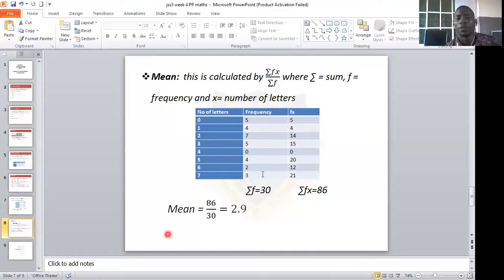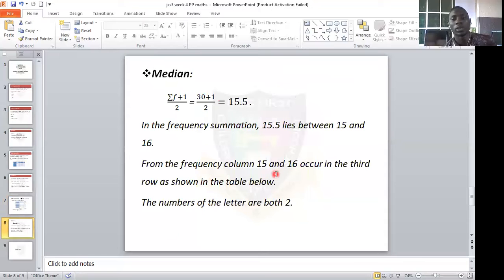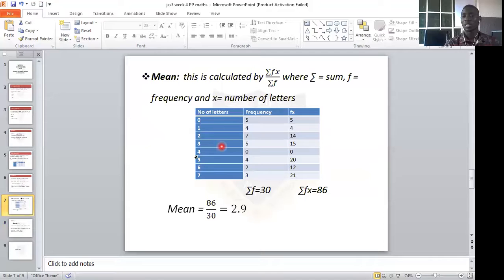From the frequency column, 15 and 16 occur in the third row as shown in the table, and the numbers are both 2. So our median is 2. So this is how to calculate and measure your central tendency, interpreting a given table. The last time, when we were calculating our median, it fell between two different figures, not an ordinary one like this. And I told you that sometimes it can fall between a figure, and this is what I've explained. So just a further explanation of what we did in the last class.